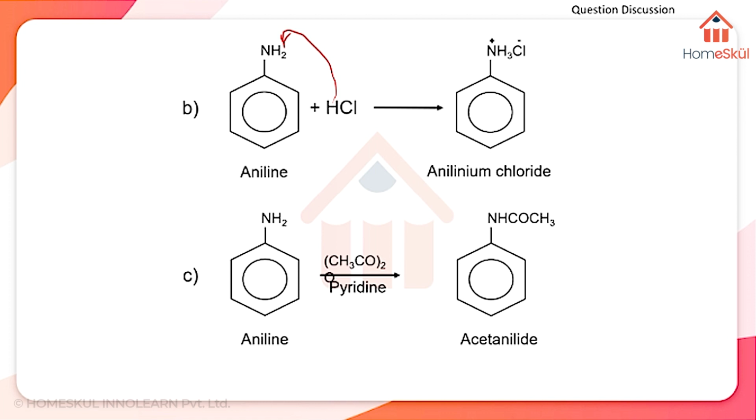And the third one, aniline reacts with acetic anhydride with pyridine. Here you can see this O actually should lie here. Then we'll get the answer acetanilide. Here what is happening is, in the place of NH2 hydrogen, the hydrogen is going, and in the place of that CH3CO is bonded. That is why we are getting acetanilide. So these are the direct questions we have from this chapter. Now let us move on to the next question.